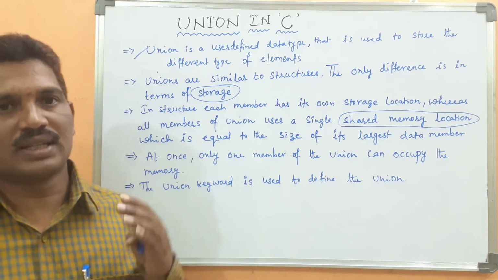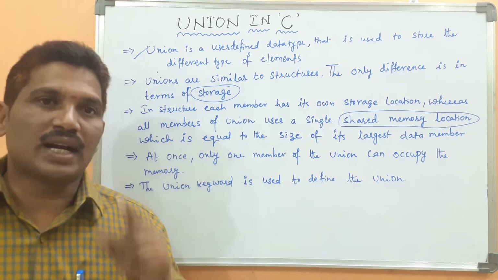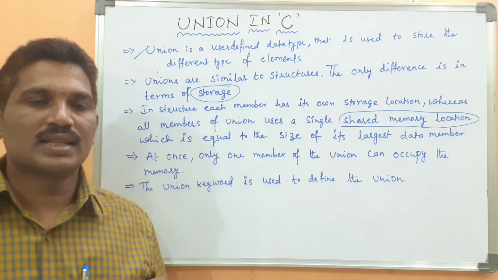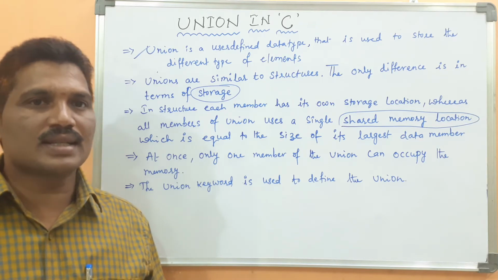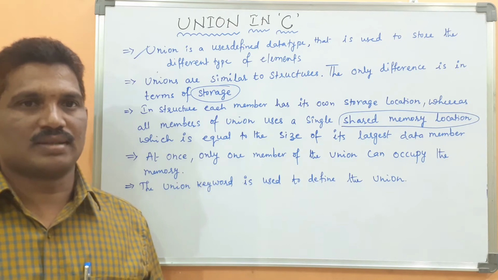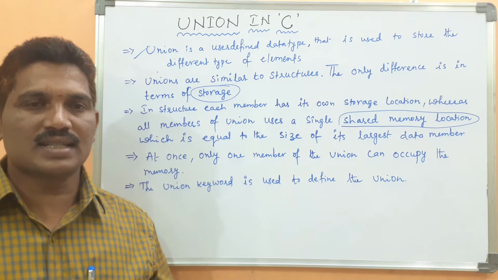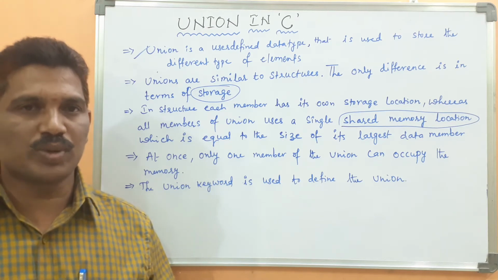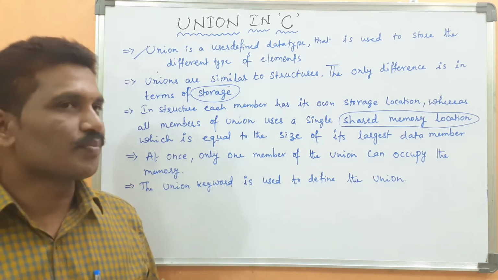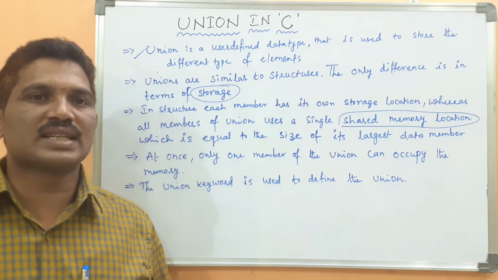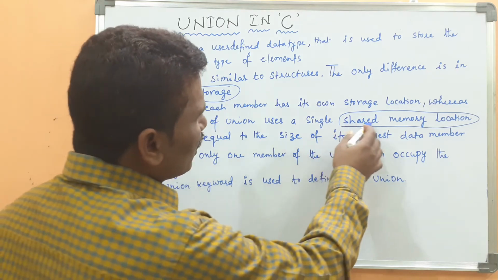If three variables are in the union, only one address space is shared by the three members of the union. All members can share the same address space. In a structure, each and every member has its own address location or address space, but in a union all members can share the same address space. How is it possible? How can all the members share the same address space? We will see in the example. Okay, that is the only difference.